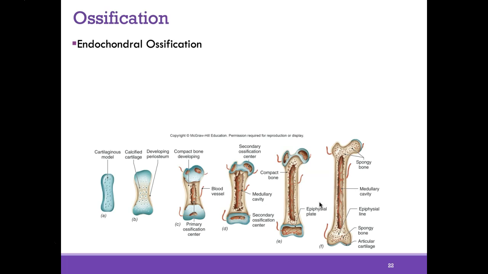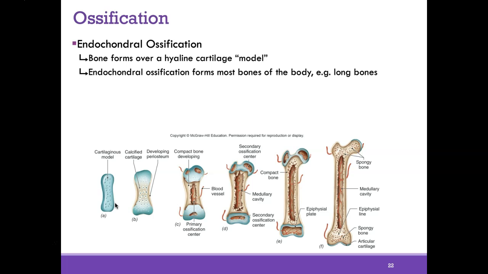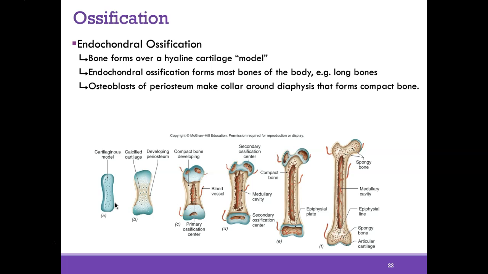The next kind of ossification is endochondral ossification. In endochondral ossification, we see that bone forms over a hyaline cartilage model. So it starts off as hyaline cartilage that is replaced by bone. And again, this happens around the 6th week of fetal development and continues into a person's 20s. And this is how most bones of the body develop. So most of your long bones, your vertebrae, your ribs, sternum, scapula, are all formed by endochondral ossification.